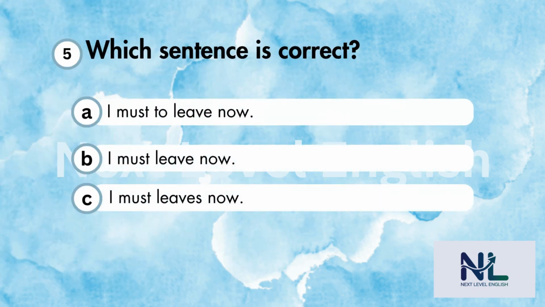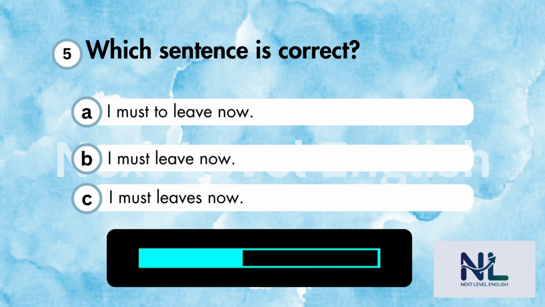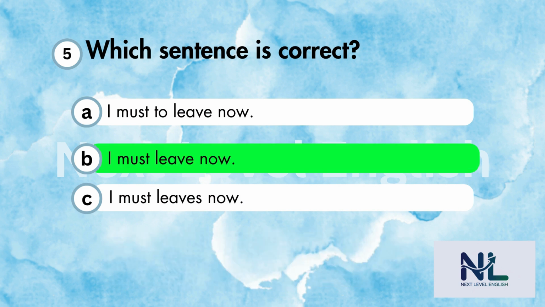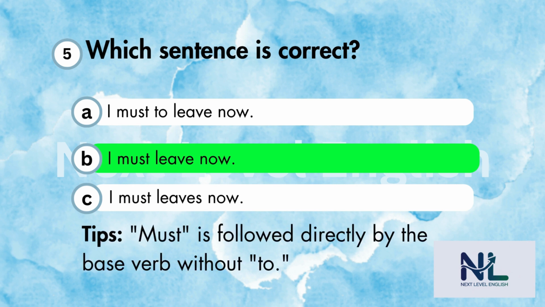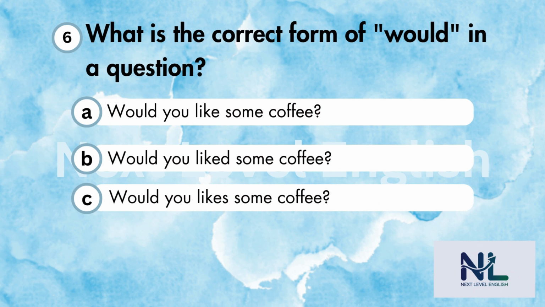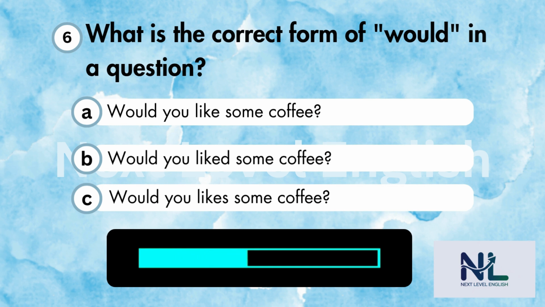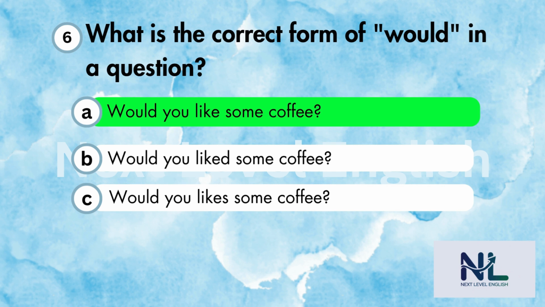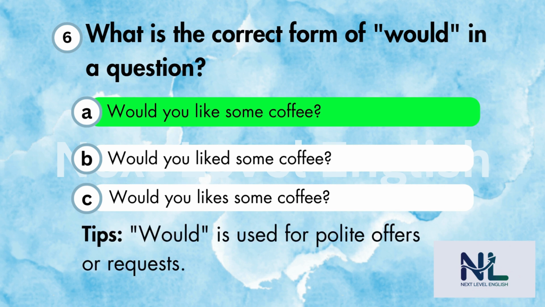5. Which sentence is correct? I must leave now. Tips: must is followed directly by the base verb without to. 6. What is the correct form of would in a question? Would you like some coffee? Tips: would is used for polite offers or requests.